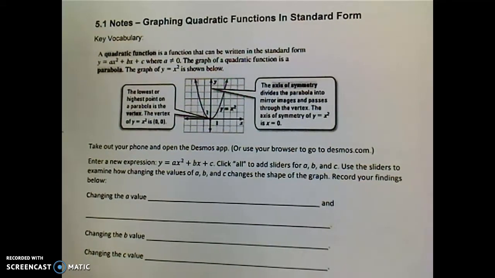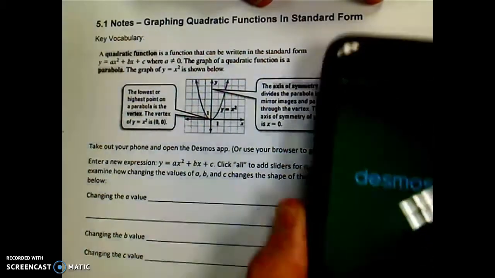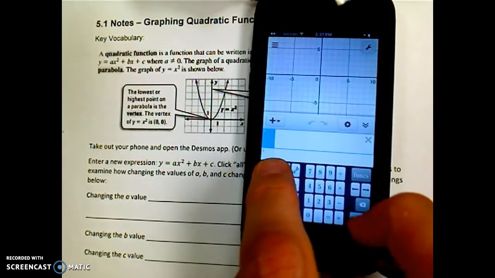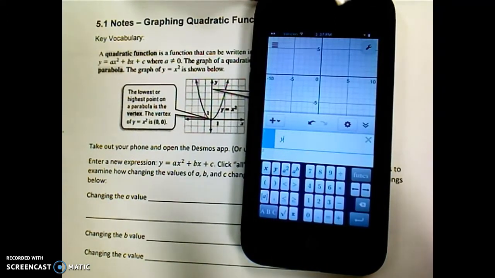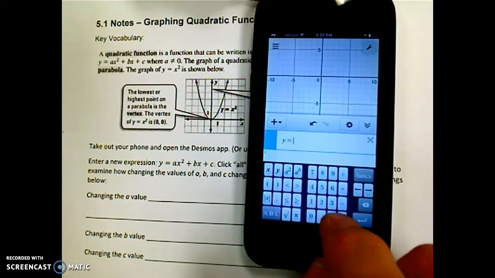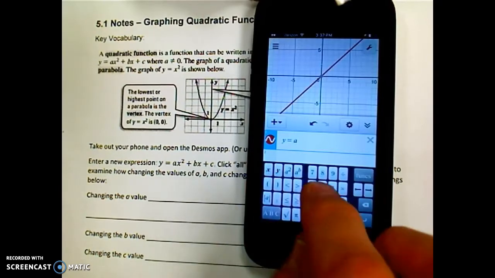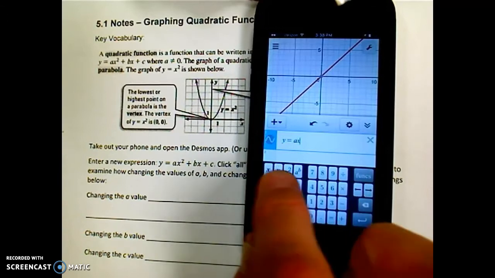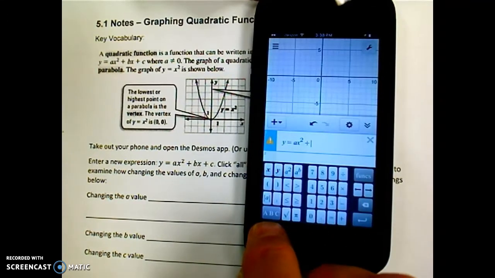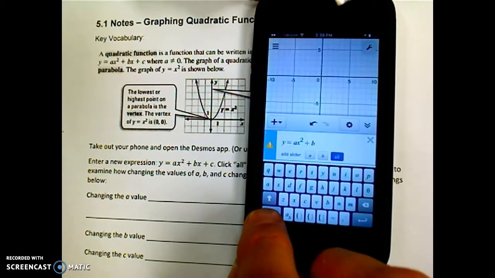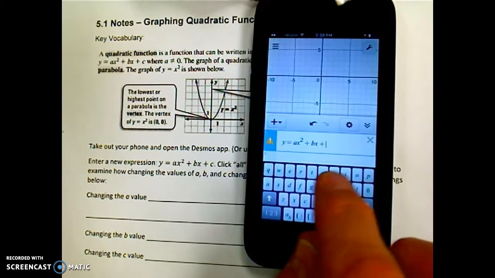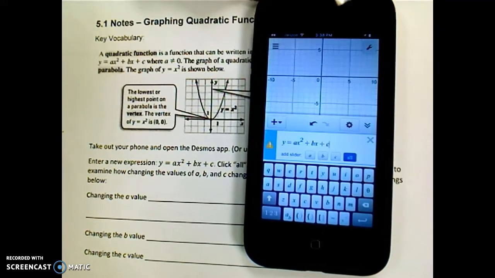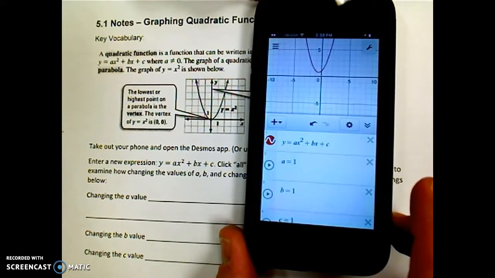So to take a look at a couple of the characteristics about quadratics in standard form, what I asked my students to do in class today was to take out their phone, open up the Desmos app, and look at a quadratic function, and use the slider feature within Desmos to discover what happens when we change the value of a, when we change the value of b, when we change the value of c. So entering in y equals ax squared plus bx plus c, we're going to add sliders to all three of those.